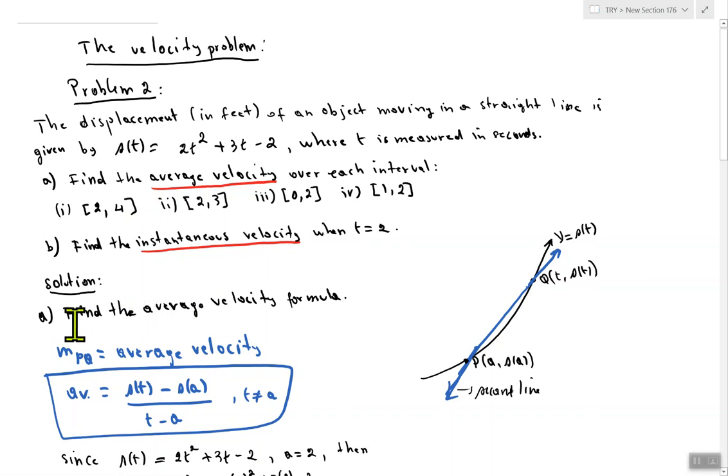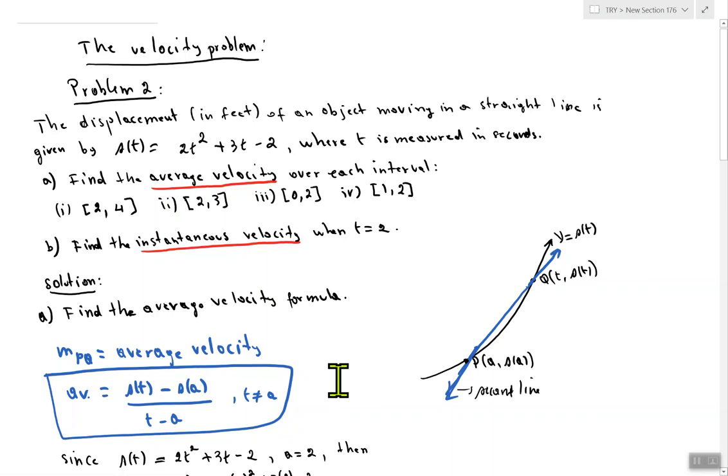So, part 1 of the solution. Again, the connection between the tangent problem and the velocity problem is that the slope m_PQ that we used in the tangent problem corresponds to the average velocity. You can see this equation, the same equation that we dealt with when we discussed the tangent problem.